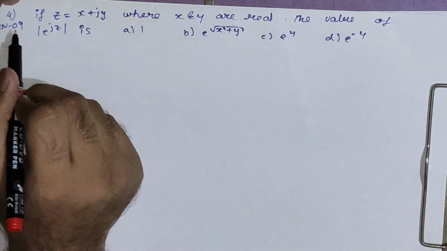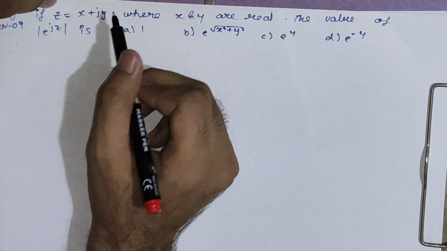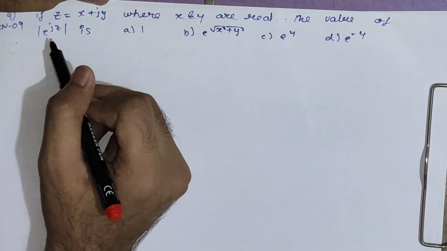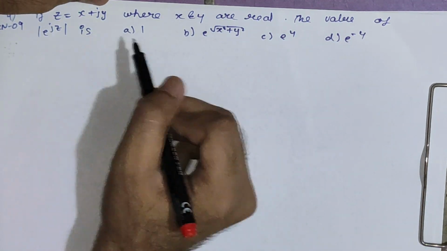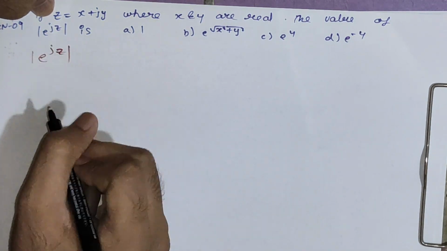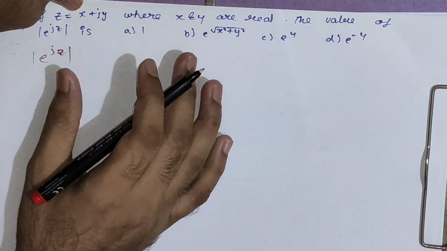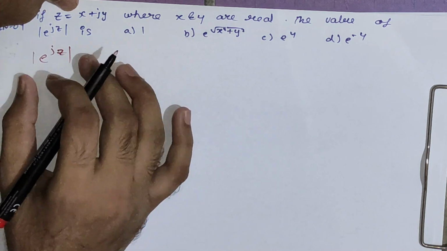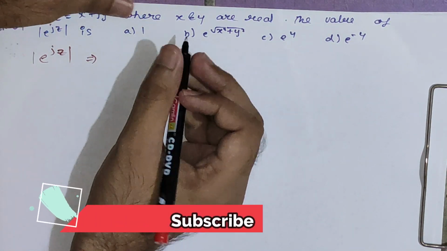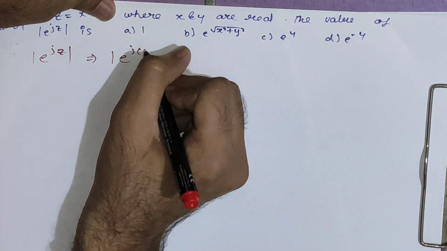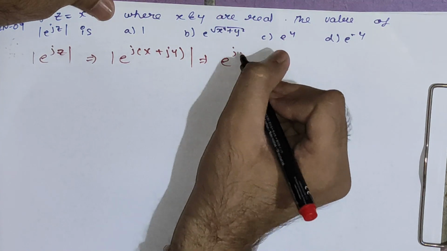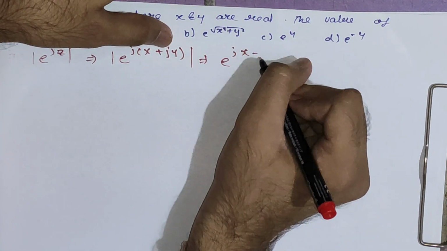Okay, now let us see this sum. This is of IN09. If z is equal to x plus jy, where x and y are real, the value of modulus of e raised to jz is, so you have to get the value of mod of e raised to jz. Well, this sum is not of square root, but I have taken it just to show you how to solve this type of sum also. So you will replace z with x plus jy form. So you will get e raised to j times x plus jy. So if you resolve, you will get e raised to jx minus y.